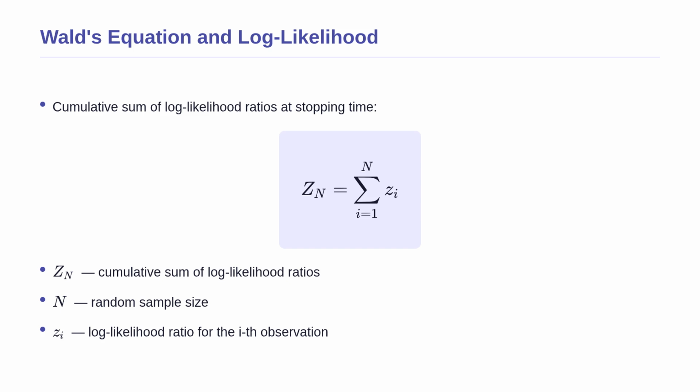Wald's equation connects the expected value of this final cumulative sum to the expected value of the sample size. If the individual pieces of evidence strongly support one hypothesis, the individual ratios will be larger, meaning the cumulative sum reaches the boundary much faster, decreasing the total number of samples needed.